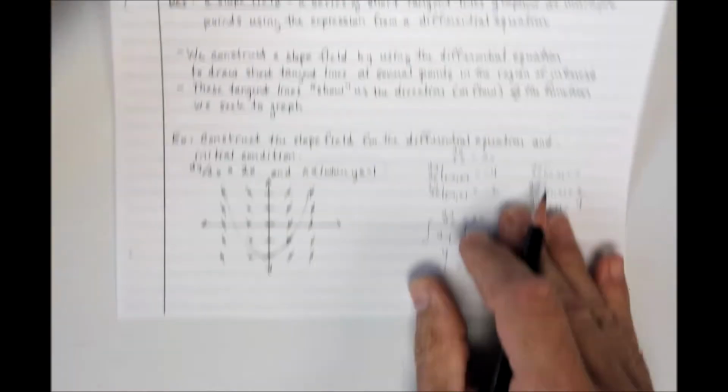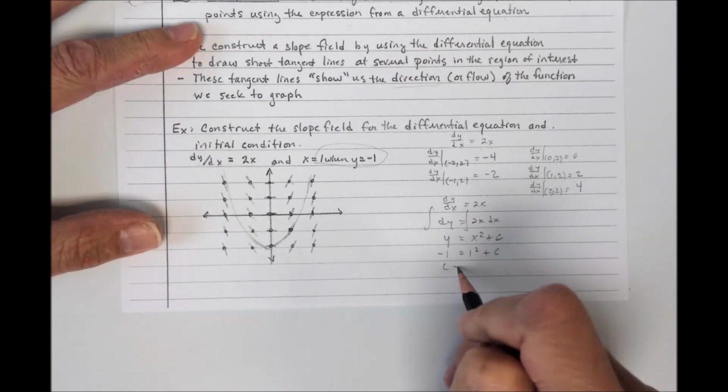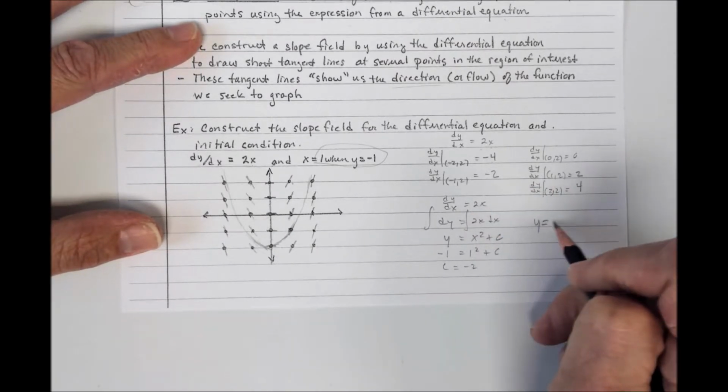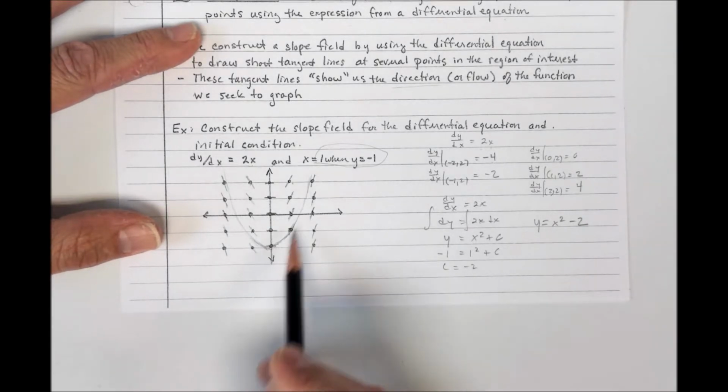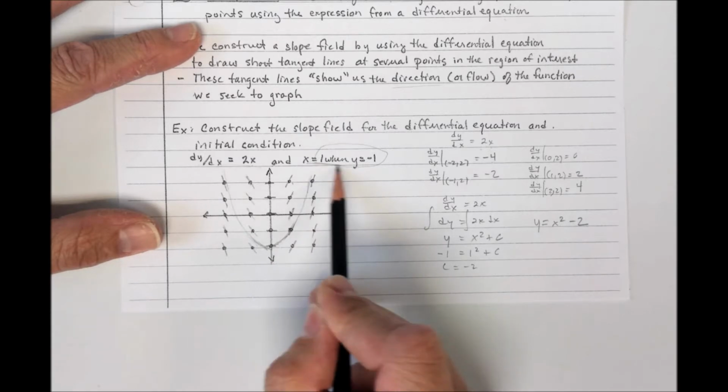And you can see that very well. So I get c is negative 2. So I have y equals x squared minus 2. Well, there it goes. That's pretty darn close. That turns out to be the curve given this initial condition.